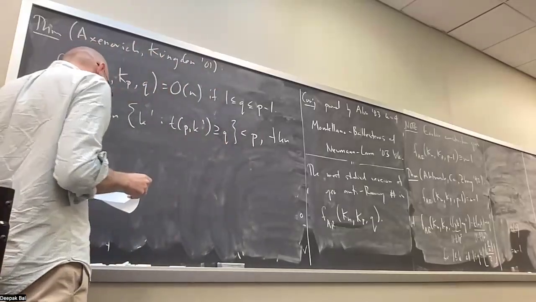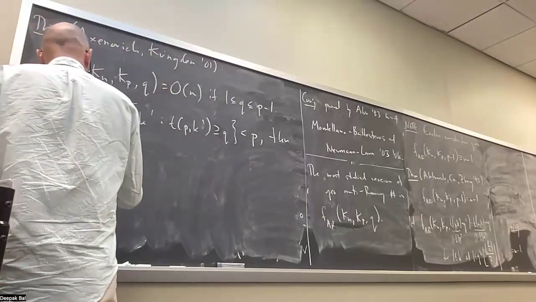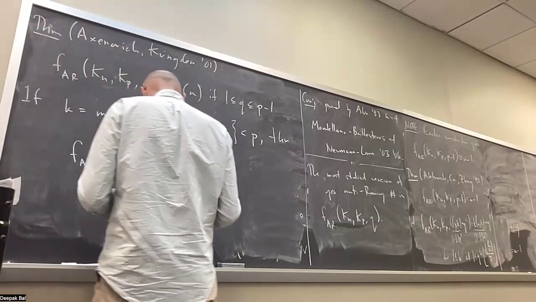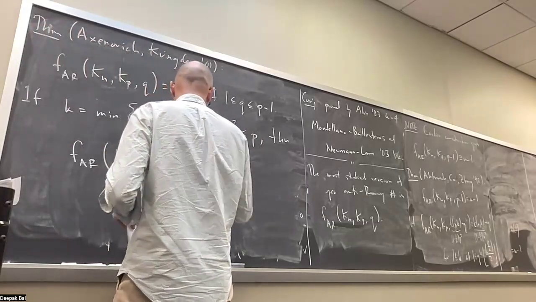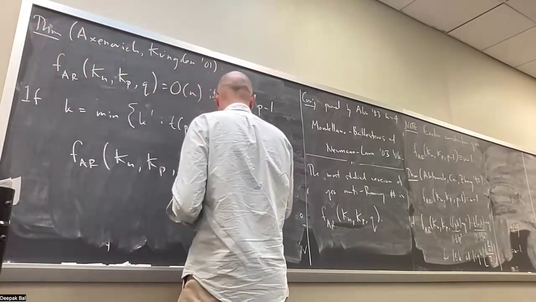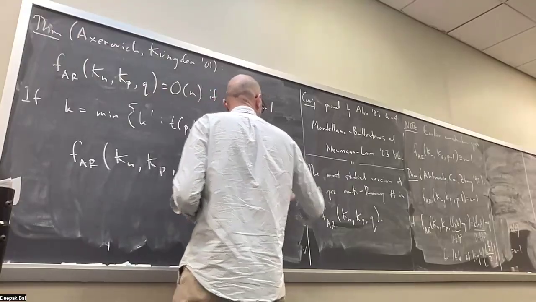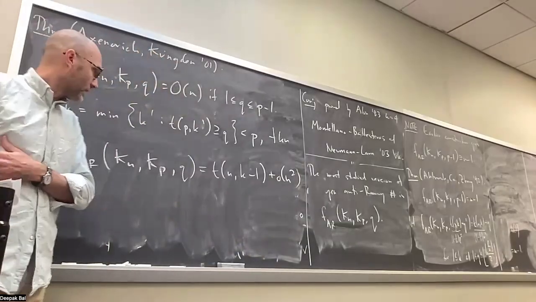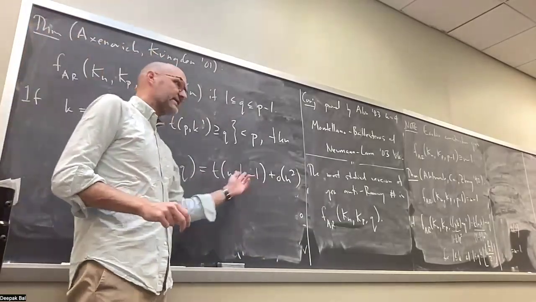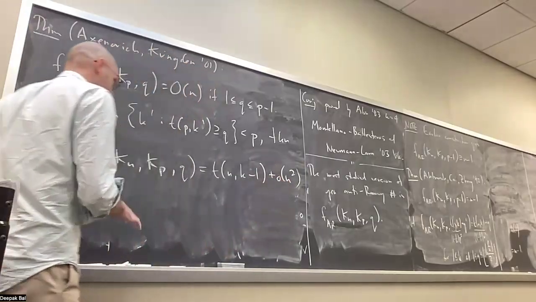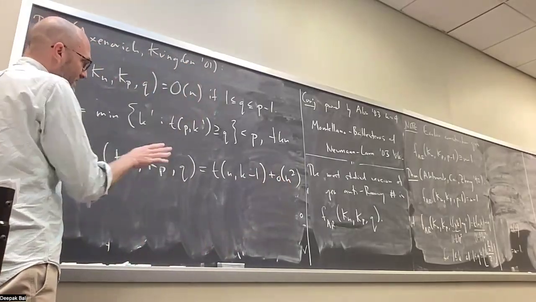So then what do you get? You get that the generalized anti-Ramsey number of K_n, K_p, q is the Turán number again. So this is k minus 1 parts, plus some smaller error term. So if k is decent size, then this is quadratic, right? And this is some quadratic term. So what is this saying basically?